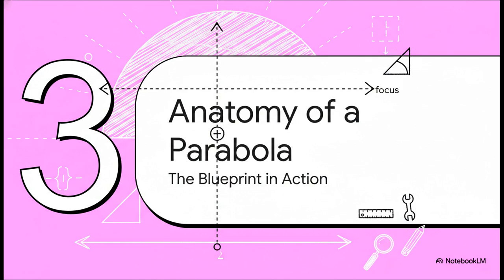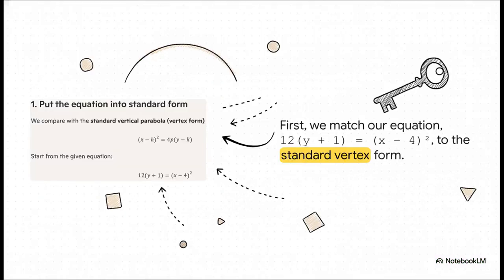We're going to take a single equation and use our new knowledge to build a complete blueprint of its parabola, finding every single feature we just discussed. Here's our equation. Now, the first and most important step is to make it look like the standard formula. This format is the key that unlocks everything else. And lucky for us, our equation is already in this form, so we're ready to go.